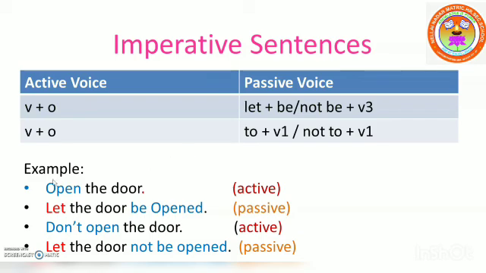For example, active voice: Open the door. Here we don't have the subject. So this can be translated into passive voice using the let model: Let the door be opened. Next example, a negative example. Don't open the door. Passive voice: Let the door not be opened.